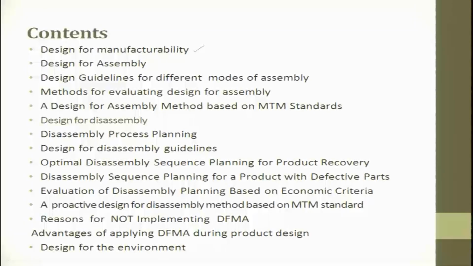Design for manufacturability we saw last class, and this time we will start looking into design for assembly, some guidelines for different modes of assembly, methods for evaluating design for assembly, design for assembly method based on MTM standards, design for disassembly, disassembly process planning, design for disassembly guidelines, optimal disassembly sequence planning for product recovery, disassembly sequence planning for a product with defective parts, evaluation of disassembly planning based on economic criteria, a proactive design for disassembly method based on MTM standard, reasons for not implementing DFMA, advantages of applying DFMA during product design, and then finally we will see design for environment.